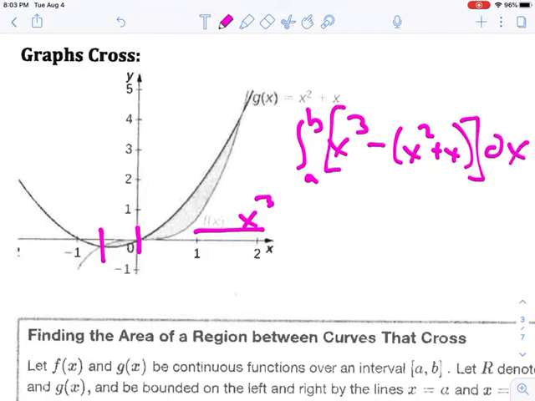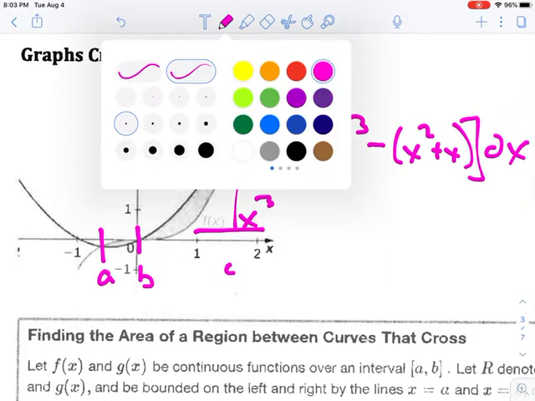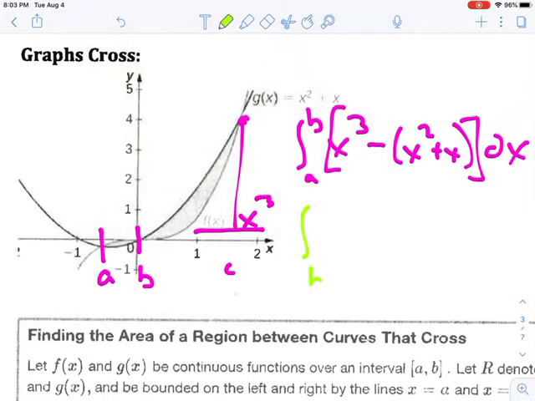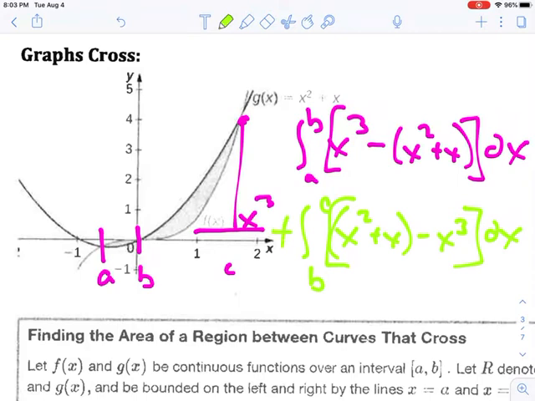dx. And then we have to set up another integral, so let's call this a, let's call this b, and let's call that point c. Now we have to set up the function from b to c, and now x squared plus x is on the top, minus the function x cubed on the bottom. And so we want to add these two areas together. And so that is the basic idea with what we're going to be doing here.